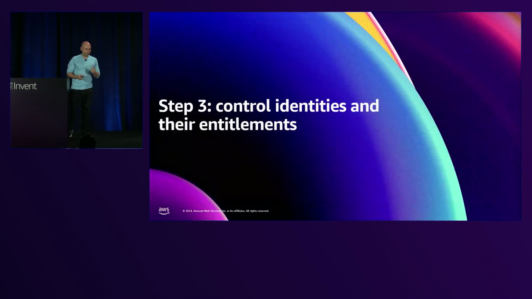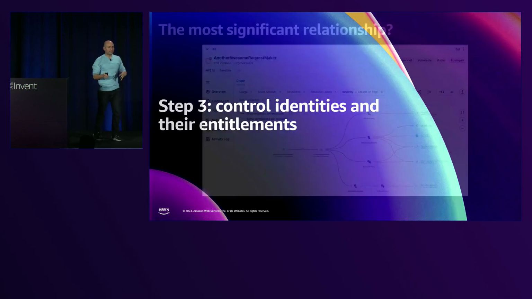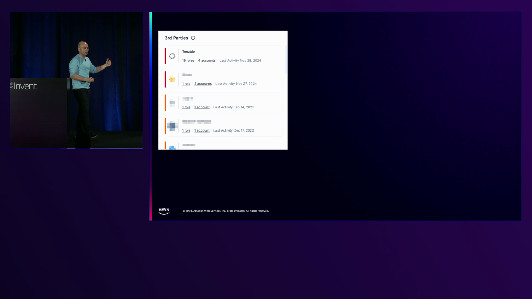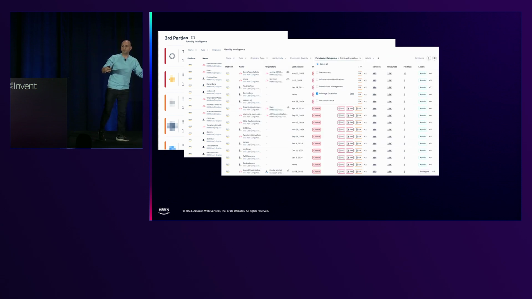Now, the next step, which is one of the most important ones, is controlling identities and their entitlements. This is, as we mentioned, arguably the most significant relationship between resources, because what it basically entails is what each identity, either for a person or for a service, can actually do. Now, there are low-hanging fruit here as well. So for example, what you want to be able to see clearly are the third parties in your environment, where you have admin-level users, where you have users that may not be admin but can privilege escalate. They can perform actions that will give them more permissions.